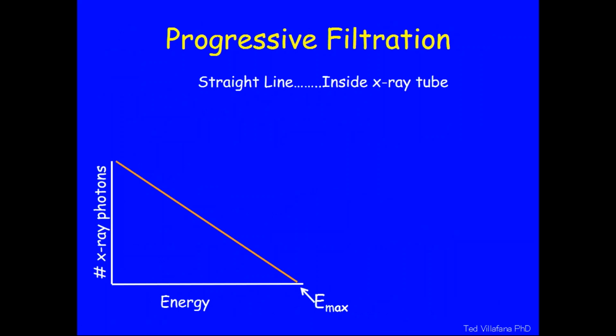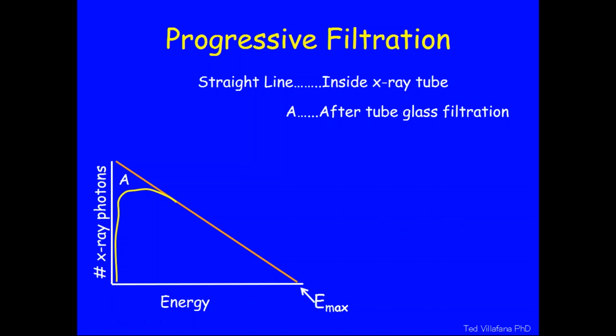Let's look at another aspect of filtration over here. What if we went right into the X-ray tube? Jump right into the X-ray tube and look at the distribution of radiation as it just emerges from the target. This is what you're going to get. Very surprisingly, you're going to get a straight line. Emax is going to be defined at a particular kVp, and it's going to be a straight line right down to zero energy. That's inside the X-ray tube. Obviously, we can't use that beam for image formation.